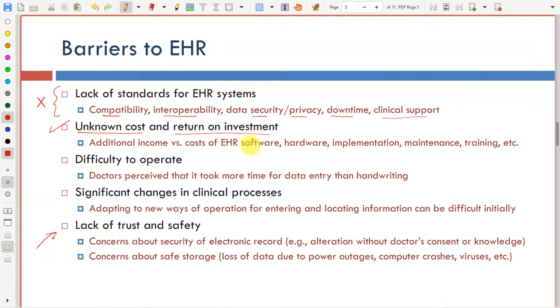At the beginning, there were some doubts from the owners or hospital managers about the cost required for an EHR to be implemented in the hospital, which would include the software, the hardware, and the implementation, meaning where you're going to put the terminals and who is going to have access. And of course, if you have a system with software and hardware, you're going to have maintenance for the hardware and updates to the software. You have to train the staff. So a lot of costs at the beginning. This is the setup cost.